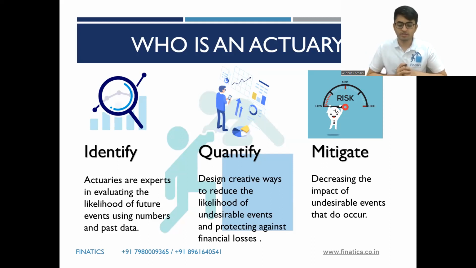The next part is design: creative ways to reduce the likelihood of undesirable events. And obviously, before that, being able to first quantify: if this event happens, what could be the potential loss? Either a single amount, or more generally, a range. This could be the possible loss if this particular risk materializes. And the next part is being able to decrease the impact of undesirable events, if at all they do occur.